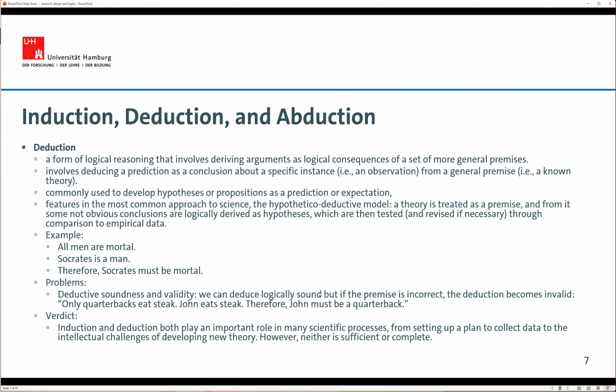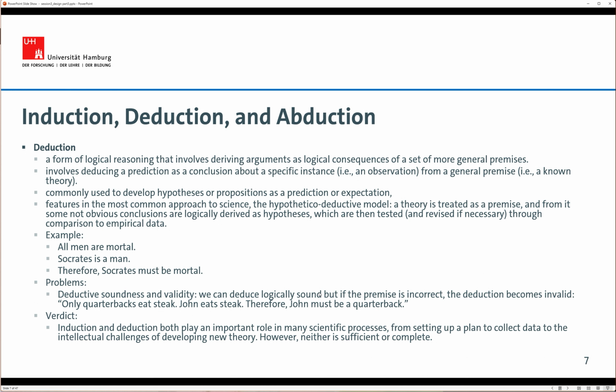As an example, if we take the premise that all men are mortal and we observe that Socrates is a man, we can deduce that Socrates must be mortal. The problem with deduction is what is called soundness and validity.